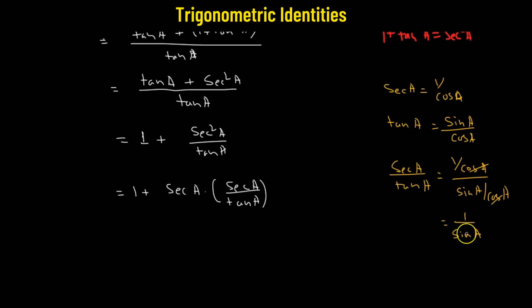Now 1 over sine A is actually the cosecant function. Cosecant function is the reciprocal of the sine function. So you can replace secant of A over tangent of A with cosecant of A, and our final result will be 1 plus secant of A multiplied by cosecant of A. And this is what we had to show, that it was equivalent to the right hand side, hence proved.